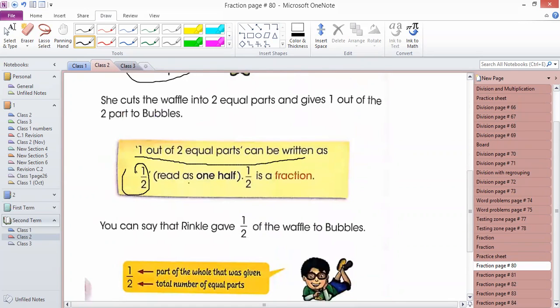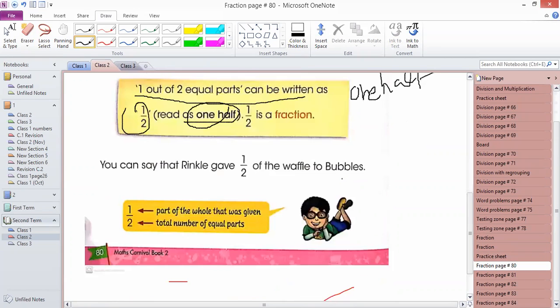So 1/2, we can read it as one half. Whenever you have a fraction 1/2, you will read it as one half. So we can say that Wrinkle gave half of the waffle to Bubble.